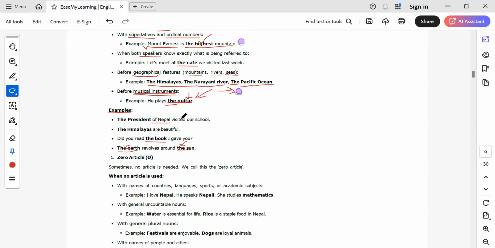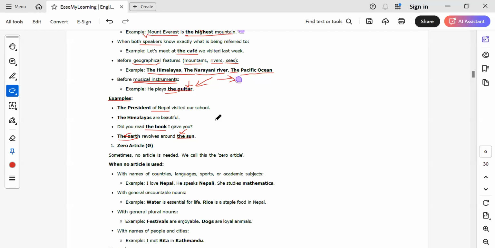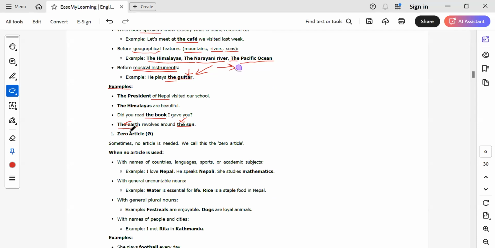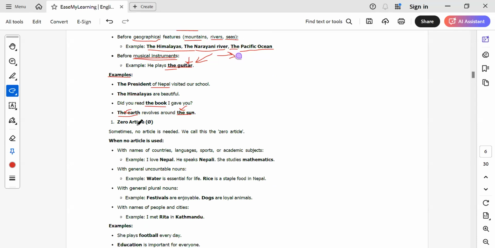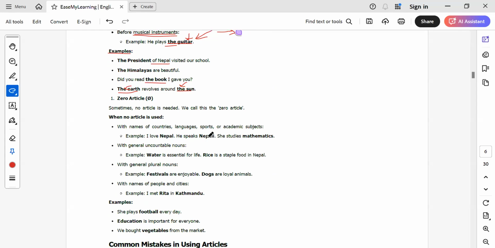So just to recap the important rules: before musical instruments, no matter when they are coming, it'll be the, and before objects like the sun and the earth, it will always be the, not a or an. Any doubts till now? Please let me know or type it in the chat window as Bishal said if there are any doubts. I'm happy to clarify all of them.